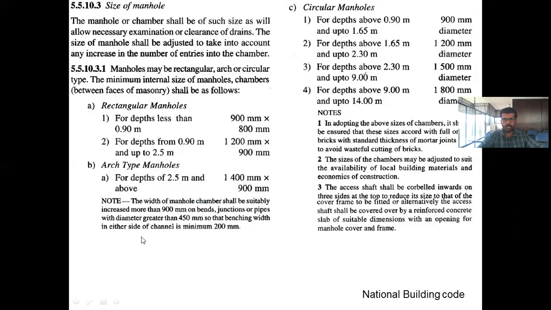So bending width in each side of the channel is 200 mm. Okay, so that's why you can just increase the width of the manhole.